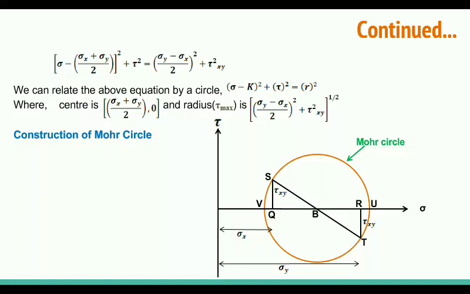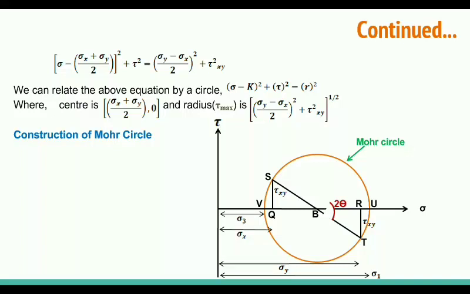In this case, Q and R are not principal stresses, they are just stresses, but points V and U are the principal planes, minor and major, okay? So don't be confused here. So sigma 3 we can write for point V, that is the minor principal stress, and for point U, sigma 1, that is the major principal stress.